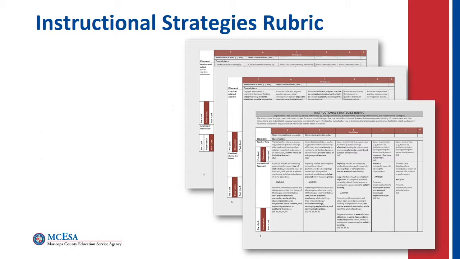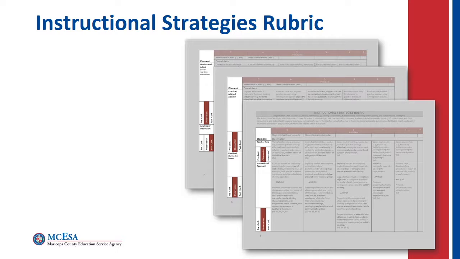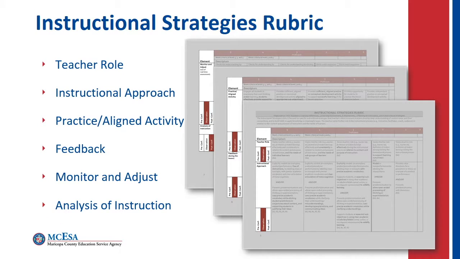Our next rubric is the instructional strategies rubric on pages 5 through 7 in your LOI. There are 6 elements in the instructional strategies rubric. What are the names of those elements? They are teacher role, instructional approach, practice aligned activity, feedback, monitor and adjust, and analysis of instruction.